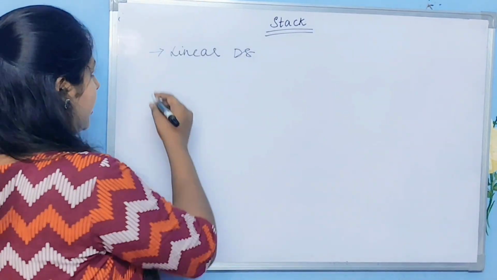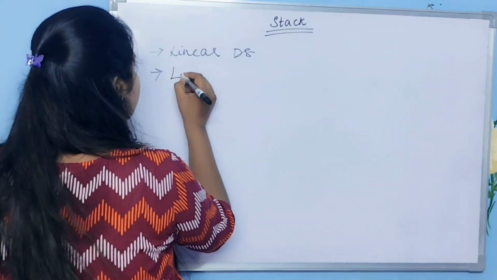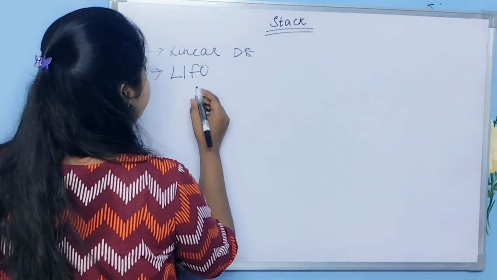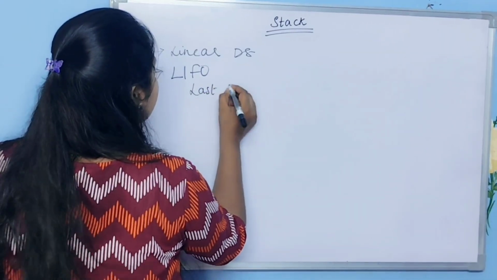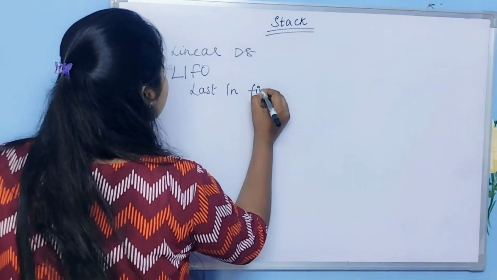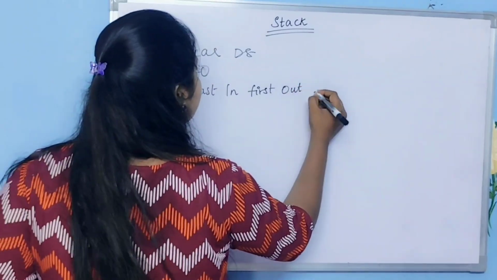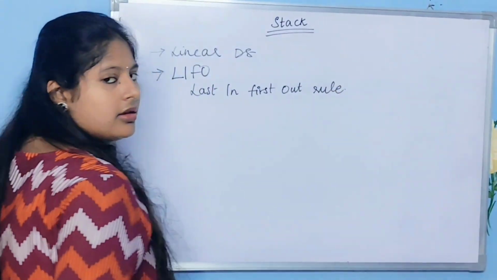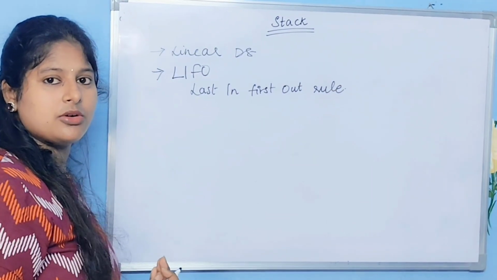Okay, right? It follows LIFO, last in first out rule. Okay, so what is this last in first out rule?